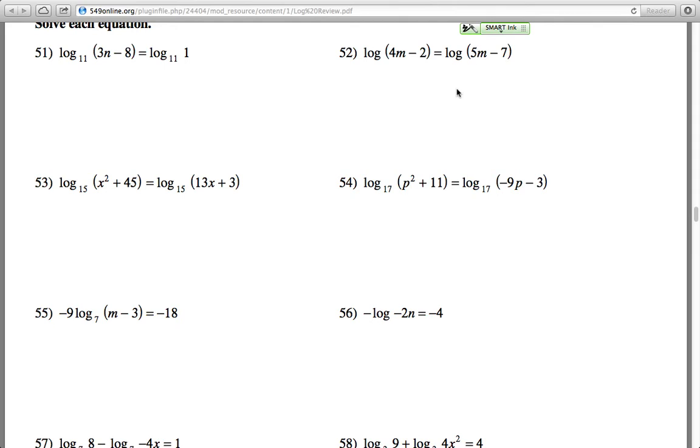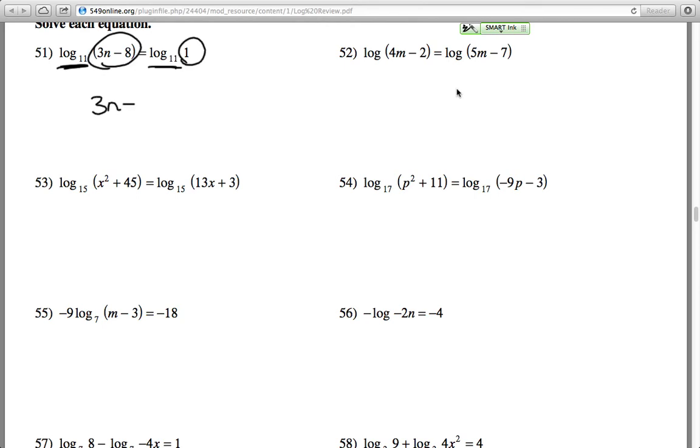I can teach a 9th grader to do this. You get them so that they're single logs. Is that a single log? 51, yes. Is this a single log? So since I have a single log here, a single log here, since I'm taking log base 11, what has to be true? 3n minus 8 has to equal 1.